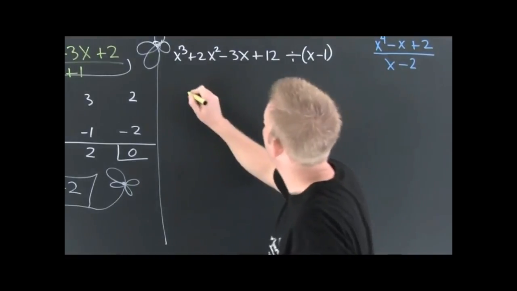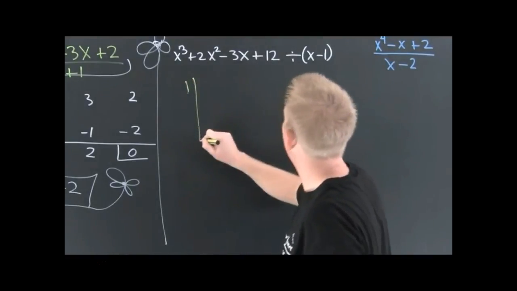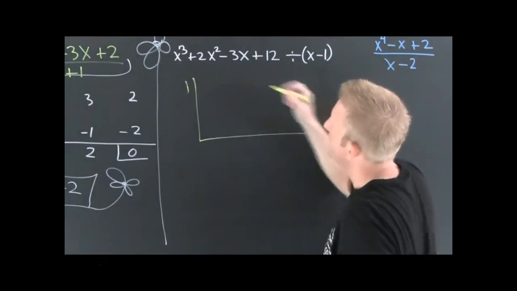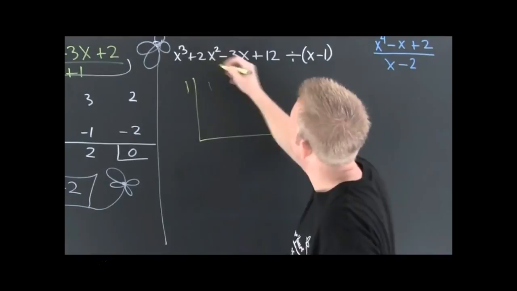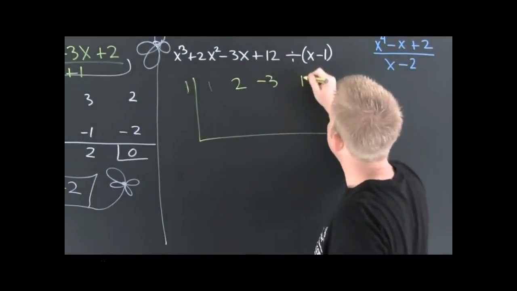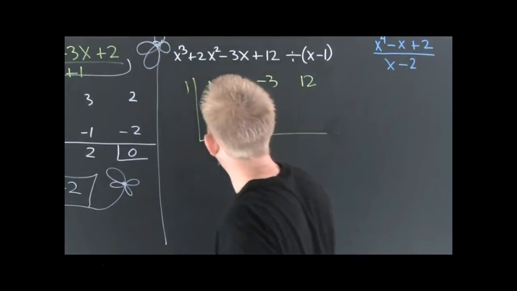A difference. Yeah, 1 is on the outside. What goes on the inside? My coefficients. Yes. A 1 goes in there. A 2 goes in there. A minus 3 goes in there. And a 12 goes in there.